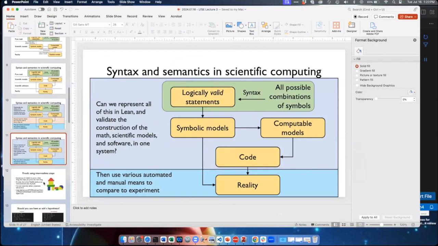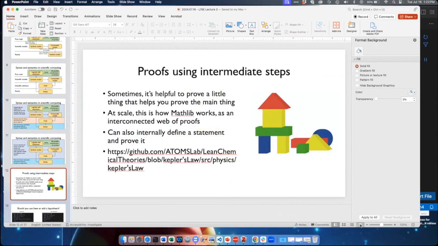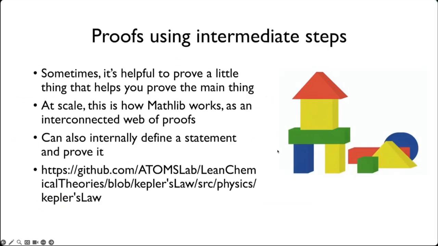All right, so next, let's get back to proofs. So we have proofs using intermediate steps. This is moving into chapter 2 of Mechanics of Proof by Heather Macbeth. And in general, sometimes it's helpful to prove a little thing that helps you to prove the main thing.